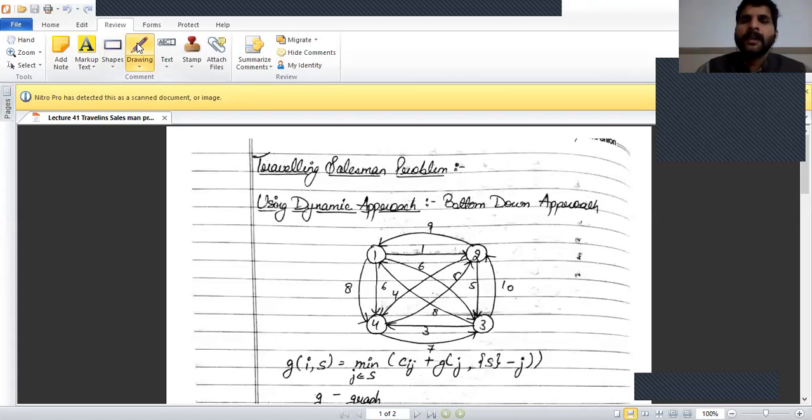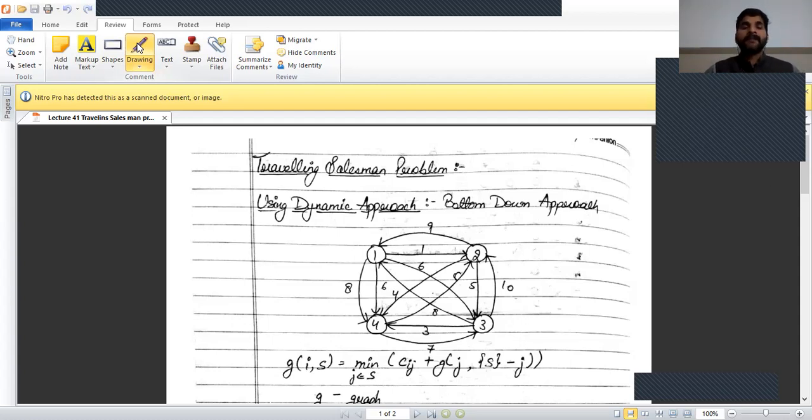Dear student, today we discuss the traveling salesman problem and solve it with the help of the dynamic approach. Before solving it, we first discuss what the traveling salesman problem is and what its definition is.